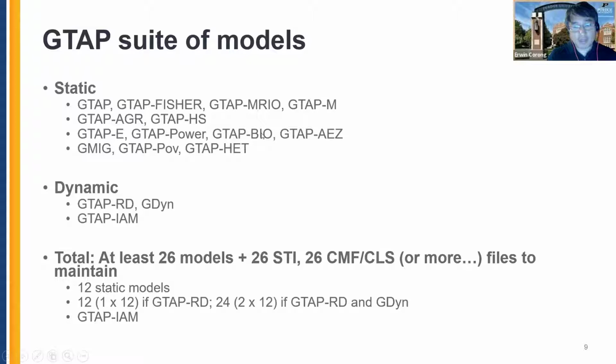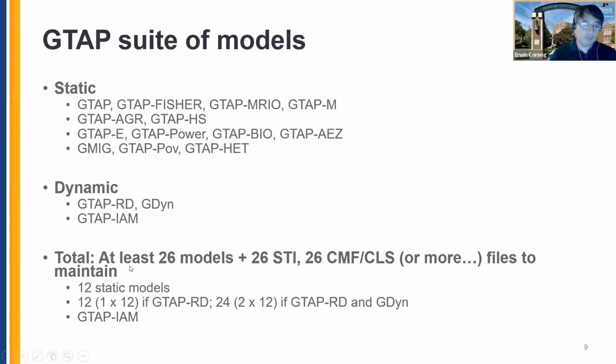I included GTAP-Bio here, although it's an easy fix to just put it in the make matrix. And then the last three: GMIG is the model that I'm currently porting, and after that GTAP-POV, and then GTAP-HET will probably depend on further conversations with Zeynep. And then there are GTAP dynamic models, GTAP-RD and GDyn. And then here's an upcoming model that we are working on, which we call the GTAP Integrated Assessment Model.